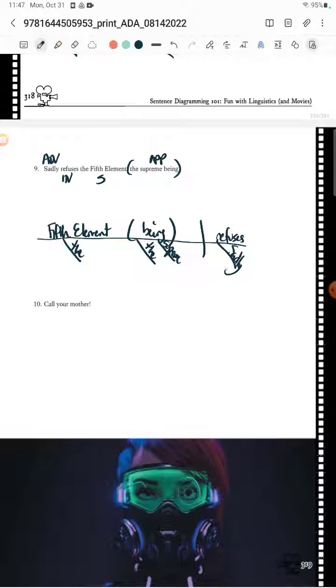Sadly. Okay. And then, call your mother. So this is like you call your mother. Really, this is like Corbin Dallas, call your mother, which is a recurring theme if you've seen the 5th element. So what are you calling mother? Whose mother? Your mother. And that is exercise 8R.